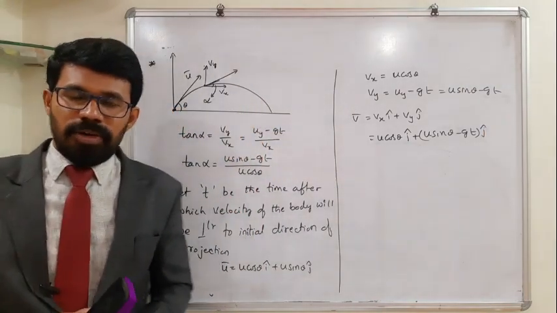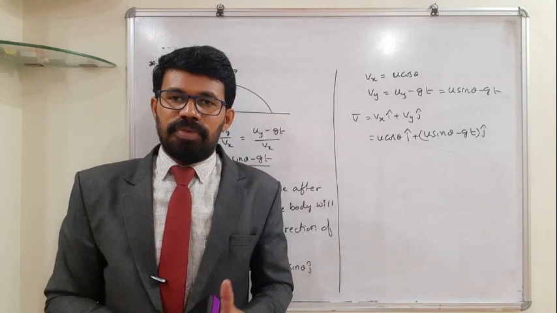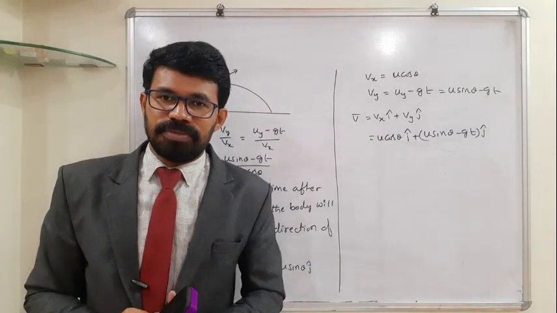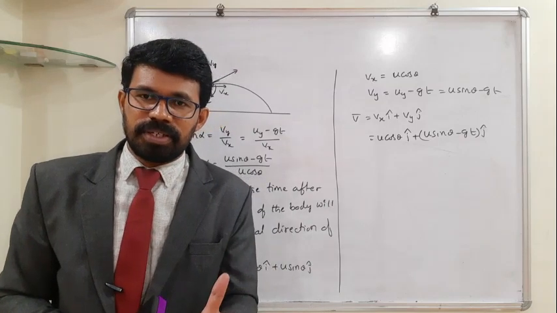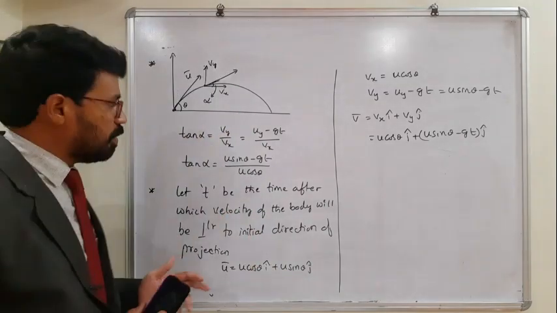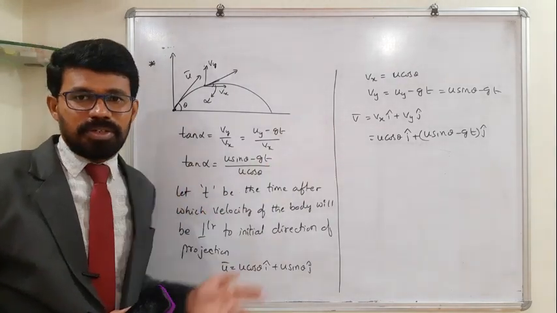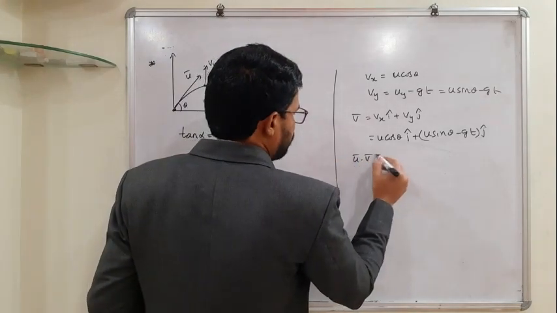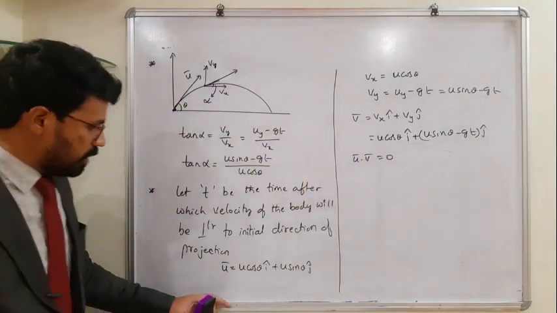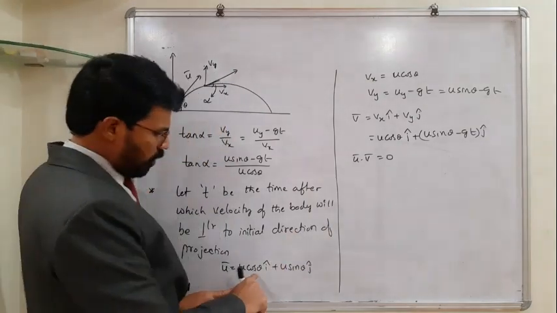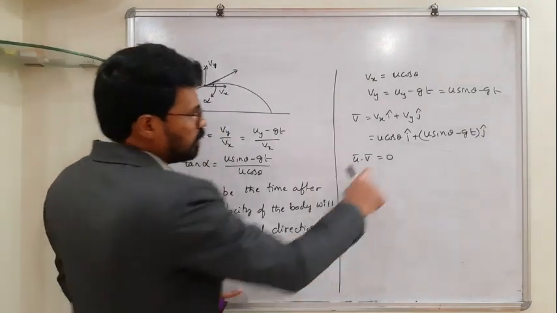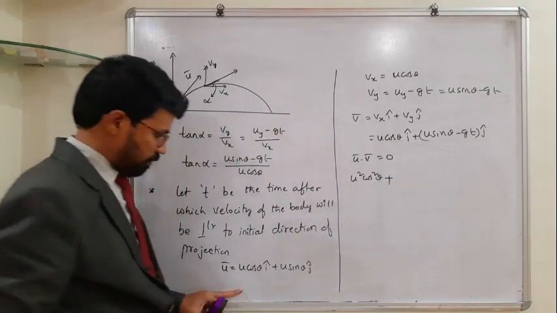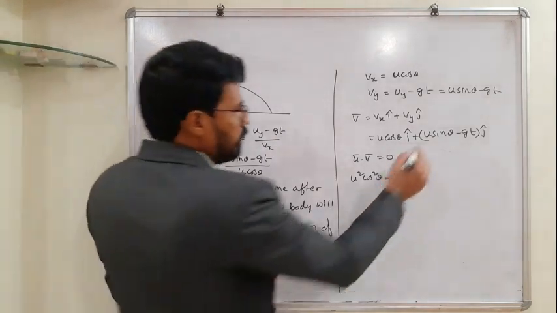Okay, from our knowledge of the vectors concept, we know that if two vectors are mutually perpendicular to each other, when you take the dot product between them, it becomes 0, isn't it? Dot product between two mutually perpendicular vectors is what? 0. Since we are talking about this u bar being perpendicular to v bar, when you take the dot product between them, it becomes 0. So now let us take the dot product. U bar, u cos theta i cap plus u sin theta j cap. So u cos theta into u cos theta, what you will get? U square cos square theta plus the j cap coefficient, u sin theta into this one.